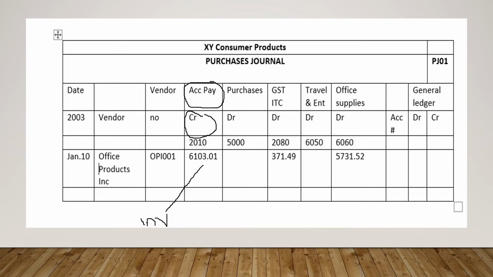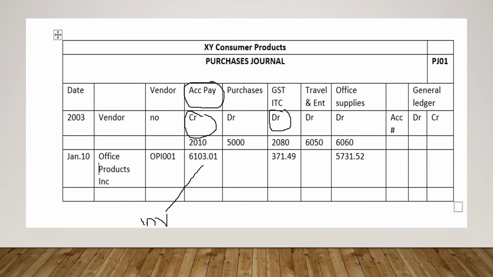When you come down here, you do not record purchases. Why? Because the item that you're buying is not for sale. It is for use in the business. So here you leave it empty, blank. And then here you have a GST. You debit your GST, which is 371.49. And you have the office supply.